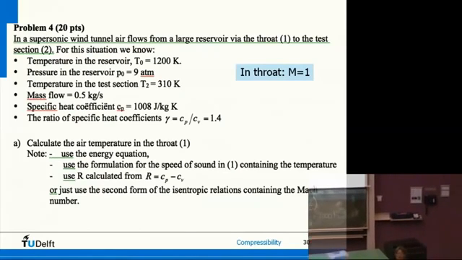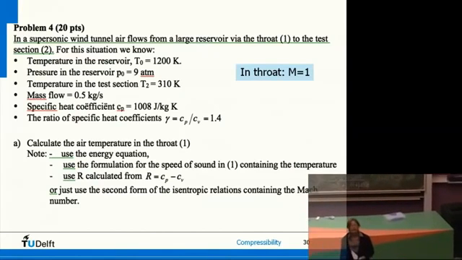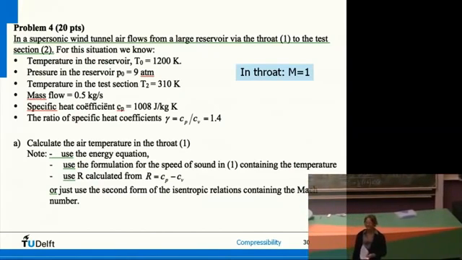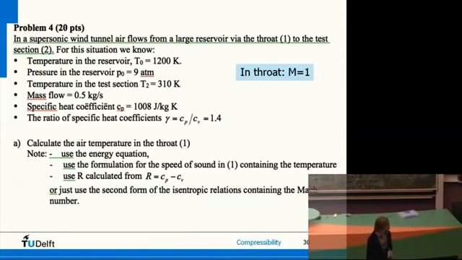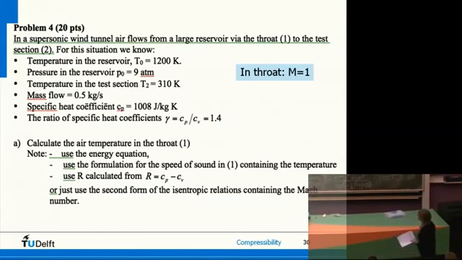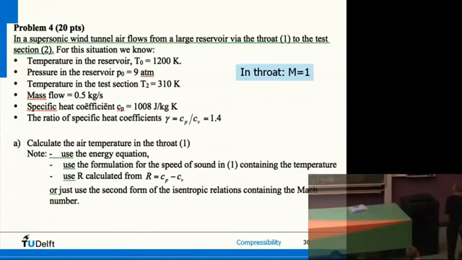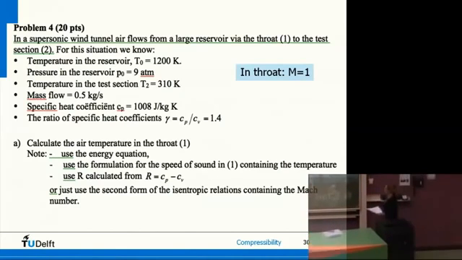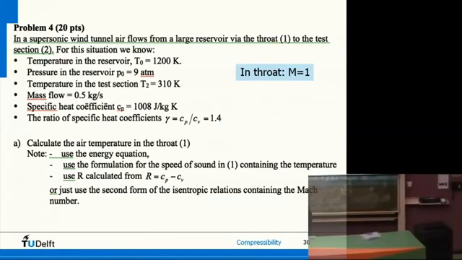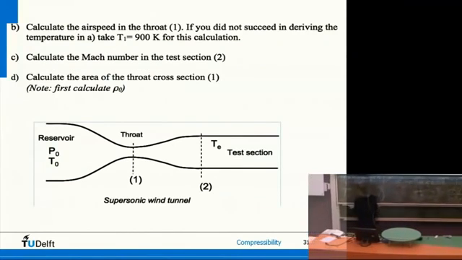Look what compressible flows can do, right? We started with a temperature in the reservoir of 1200 Kelvin, we have 1000 Kelvin in the throat, and we have 310 Kelvin at the exit.